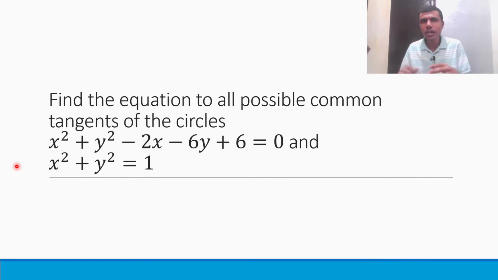Whenever we have to find common tangents, first I need the centers of the two circles, then the radii of the two circles, and I also need the distance between the two circles so that I can know exactly how many common tangents are possible. They are asking us to find all possible common tangents. First let us find out how many common tangents are possible.